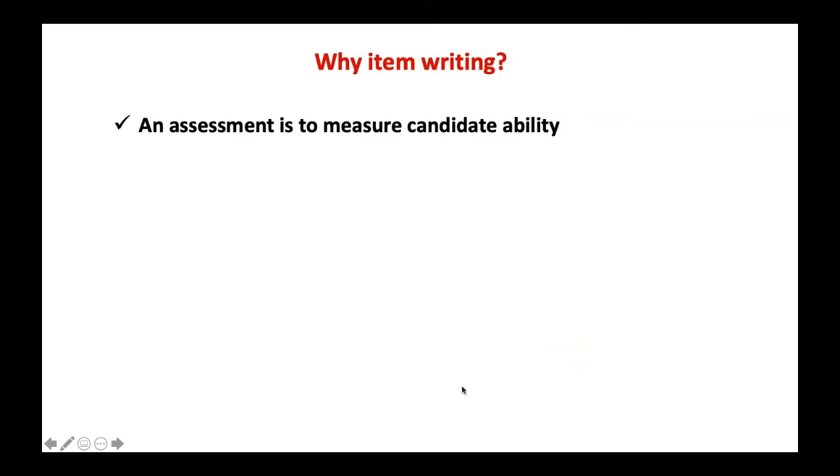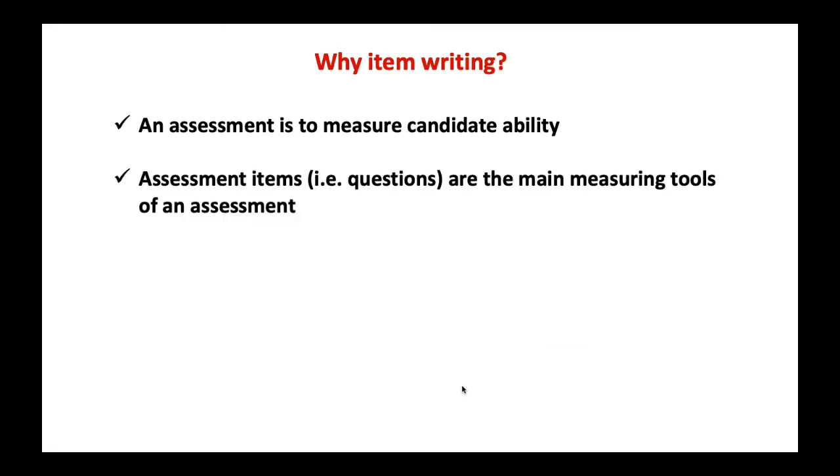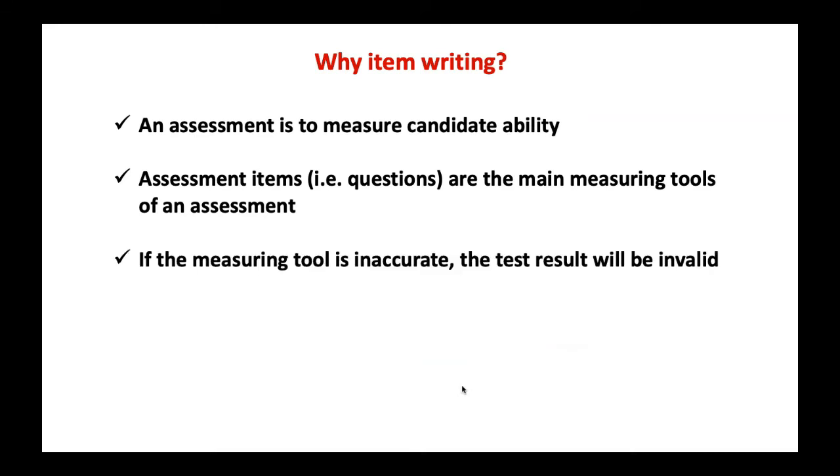When we are writing a question, we write it to measure the candidate's ability. That measure may be a skill, such as an OSCE station, or knowledge, with a written question. So these questions are really our measuring tools. Like when we measure the length of a table, we use a measuring tape. Similarly, when we measure an ability of a candidate, we measure with the question we write. So if the measuring tool is inaccurate, then the test result will be invalid.